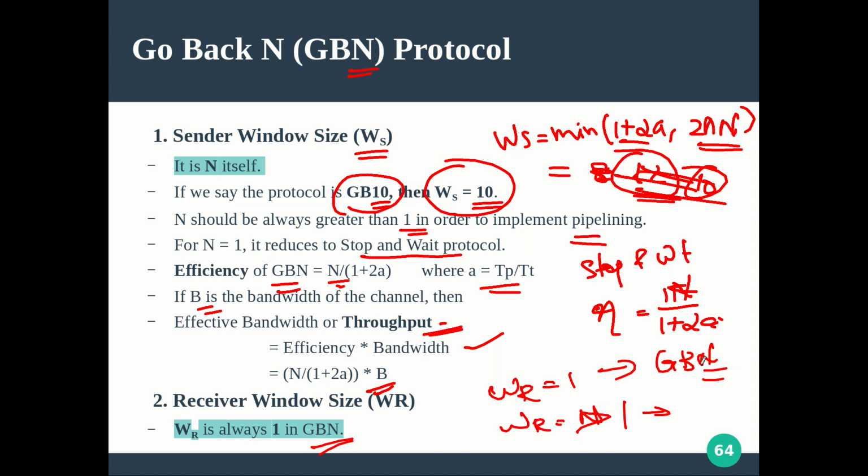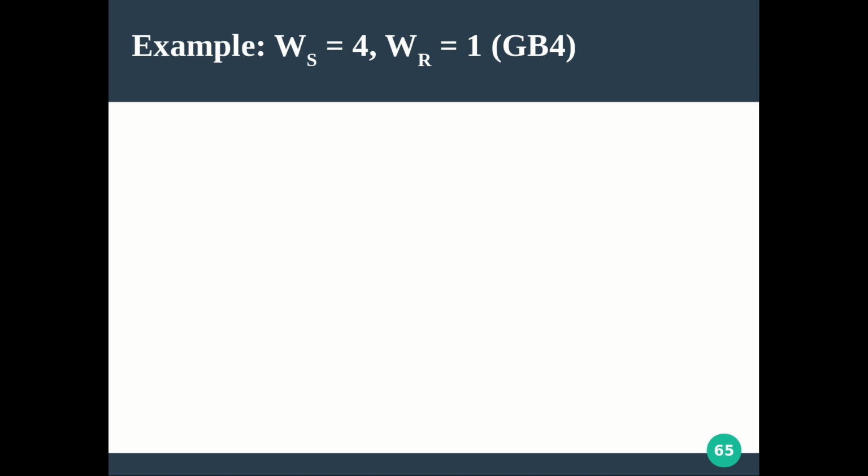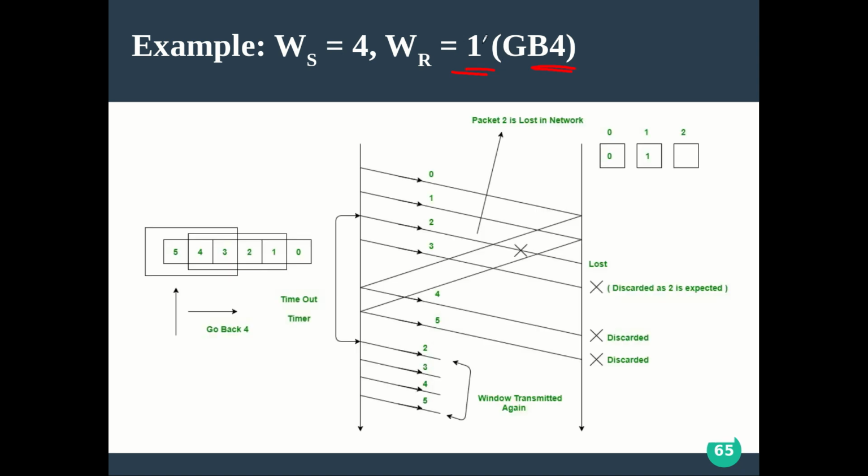In Go Back N protocol, N is the sender window size and the receiver window size is just 1. So we will take an example where the sender window size is 4. If the sender window size is 4, it is a Go Back 4 protocol, and the receiver window size is 1, irrespective of the sender window size, fixed in any Go Back N protocol. We will see how it works, something we already saw in the previous slide. So the window is 4 at any time: 0, 1, 2, 3.